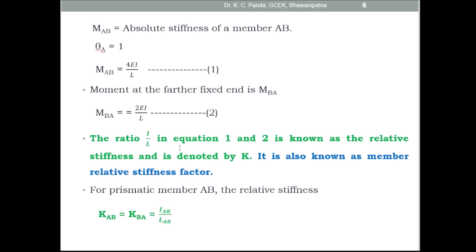The ratio I by L in equations 1 and 2 is known as the relative stiffness and is denoted by K. It is also known as member relative stiffness factor. For prismatic member AB, the relative stiffness KAB is equal to KBA is equal to IAB divided by LAB.